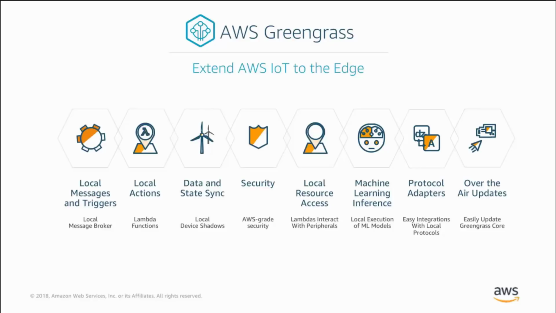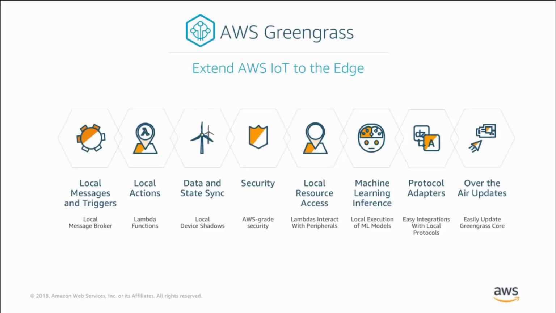Security: it's AWS-grade security. As I've mentioned previously, everything's mutually authenticated with certificates and encrypted in transit. Local resource access is interesting. If you've got a local device that is connected to your Greengrass gateway, you can securely provide read or read-write access to individual Lambda functions. So if you have a particular interface with a protocol that needs to be converted, or a particular type of camera device in your industrial application that you want to provide access to a Lambda function, that's available.